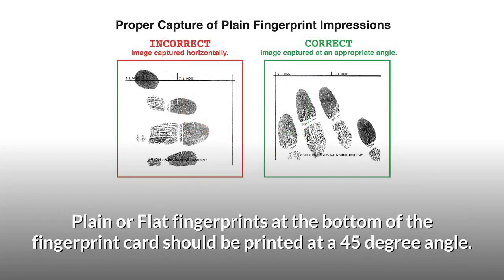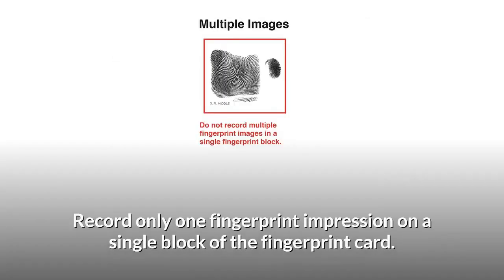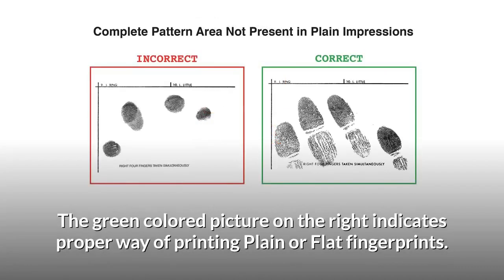Plain or flat fingerprints at the bottom of the fingerprint card should be printed at a 45-degree angle. Record only one fingerprint impression on a single block of the fingerprint card. The green-colored picture on the right indicates the proper way of printing plain or flat fingerprints.